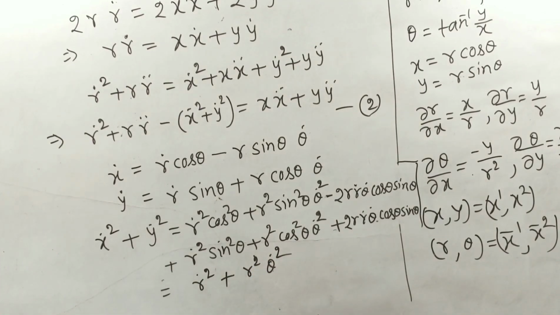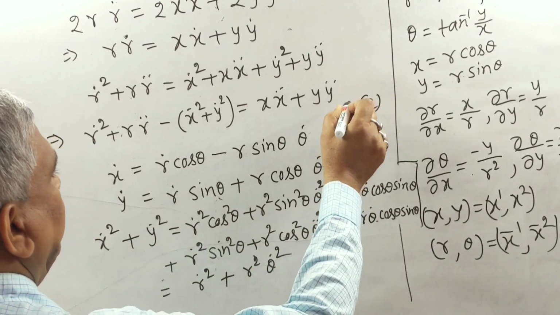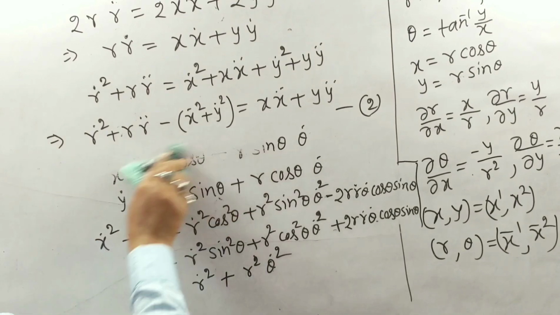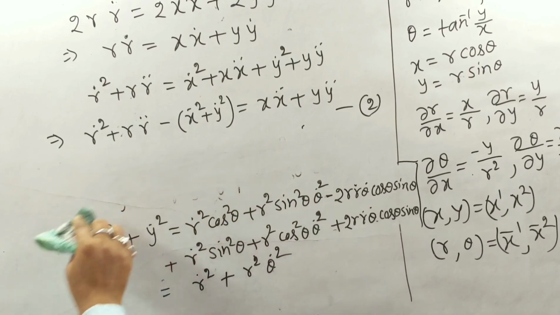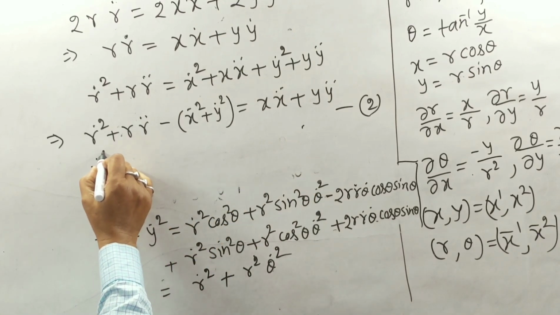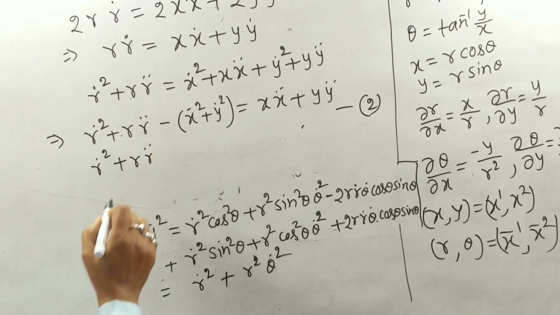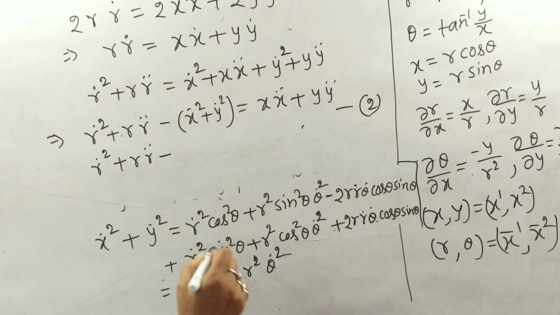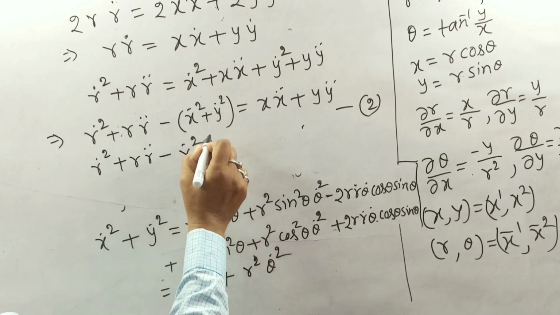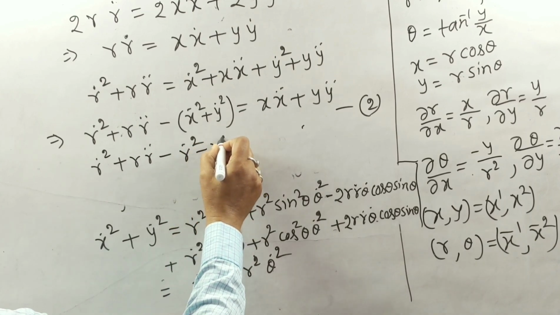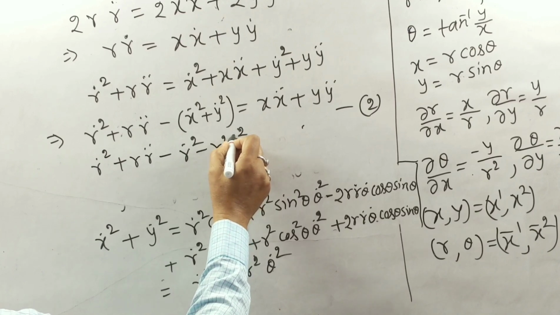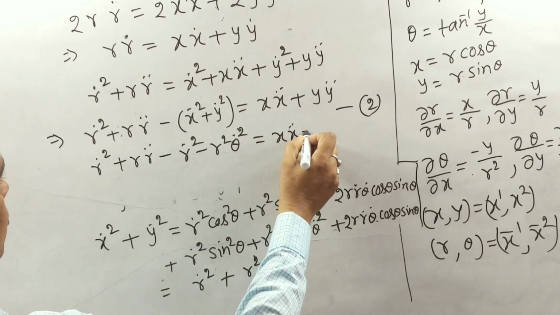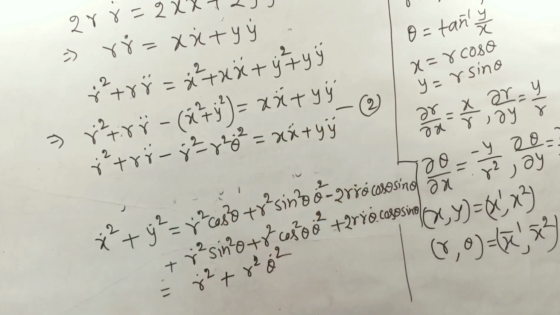If we put this result in equation 2, we get r dot square plus r double dot minus r dot square minus r square theta dot square equal to x double dot plus y double dot.